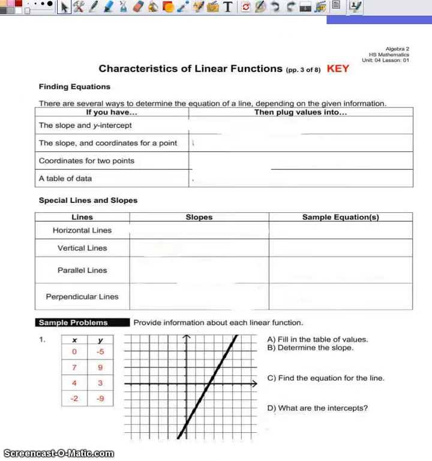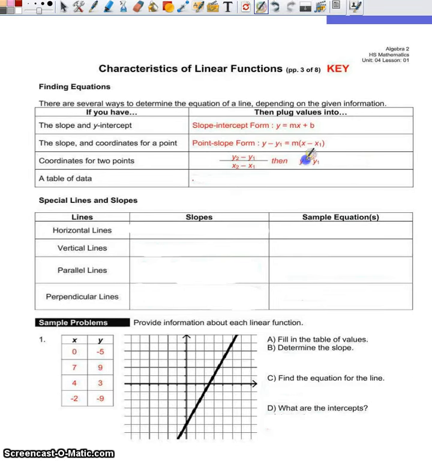Okay, now we're on page 3, and we're going to look at characteristics of a linear function. There are several ways to determine the equation of a line depending on what they give you. So if you have the slope and y-intercept, I simply need to use the slope-intercept form and plug it in, correct? Plug in my m and my b. What if they give me the slope and then coordinates, which is an x and y? If they give me the slope and the coordinates for a point, that's a point and slope. So in that case, I'm going to use my point-slope form. And what if they give me 2 points? Well, if I have 2 points, I know I can find my slope. And then after finding my slope, I can use the point-slope form and then find the equation.